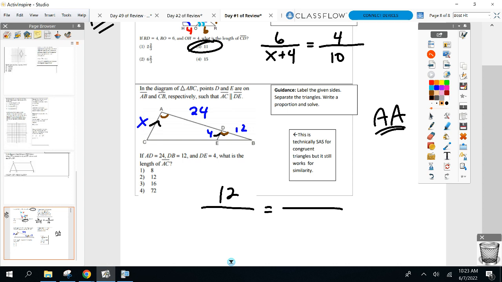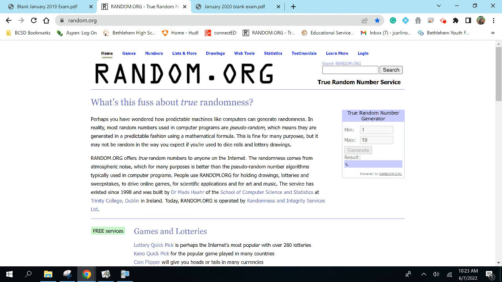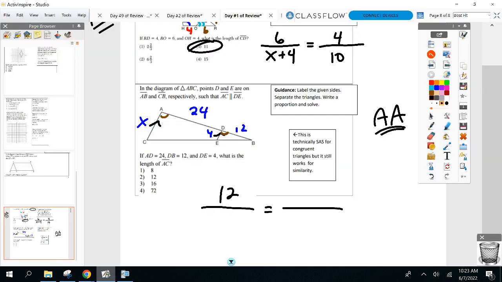You cannot give me 24. That's not a full side. Give me full sides. 24 matches up with what side length in the big dog? 36. 12 plus 24. Everyone see how we got 36? Got to have full sides, not partial. And then it's pretty easy from here, right? 12, now I'm going to pick 4, and 4 matches up with X. There we go.